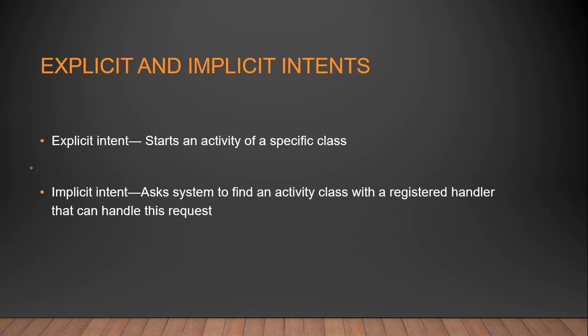Well, there are two different types of intents. One is explicit intents and another one is implicit intents. Explicit intents are used to start an activity of a specific class inside your app. I mean, if you want to start another activity inside your app, you can use explicit intents to start those activities. And with implicit intents, we ask the system to find an activity with a registered handler that can handle this request. Basically, explicit intents are used to start components inside your app, and we will use implicit intents to start other components of other apps that you have installed on your phone.